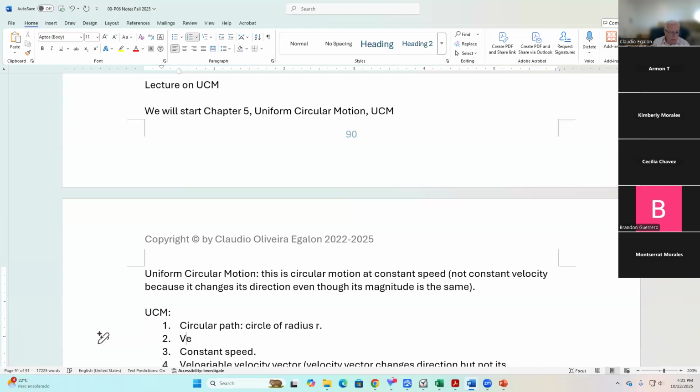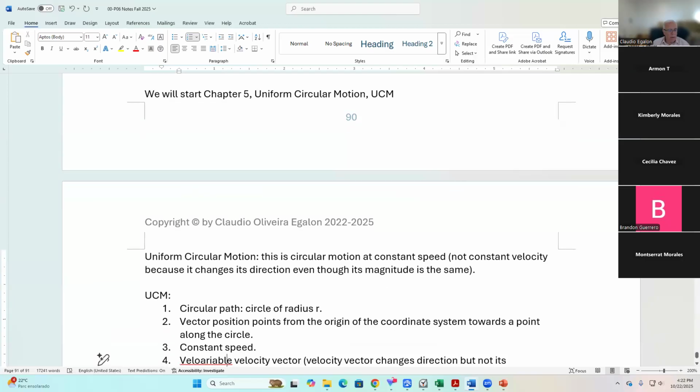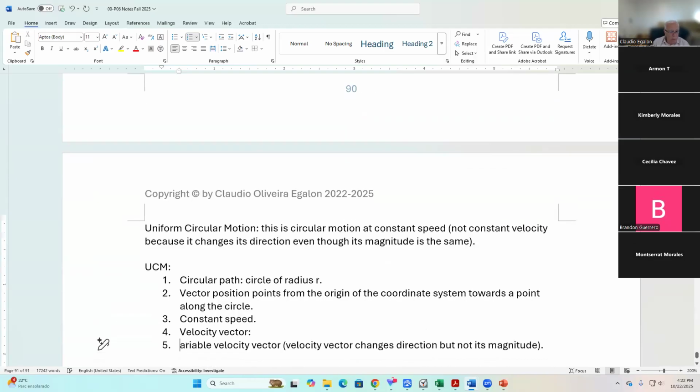The position vector points from the origin of the coordinate system towards a point along the circle. Constant speed. Velocity vector.